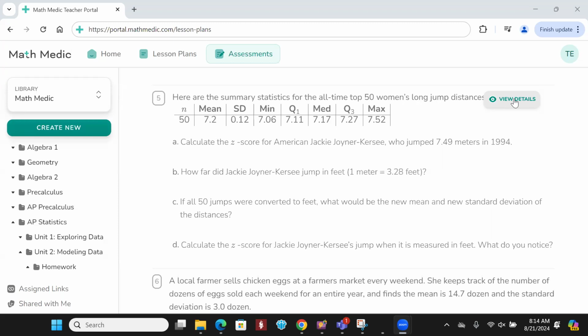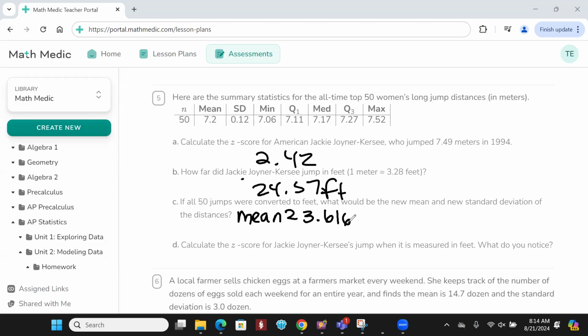2.42. Okay, say it again. It was 24.57. Okay, so on this one, you should have gotten 2.42 for the z-score. For the next one, you should have gotten 24.57 feet. Thank you. Okay. The points right there. Mean is what? 23.616 or 23.62. That's okay. You're fine. And then standard deviation, what is that going to be? Okay. Does everybody understand how to get there? You got it?